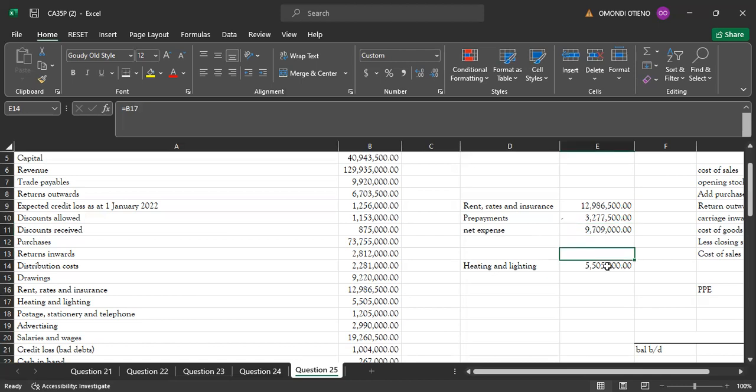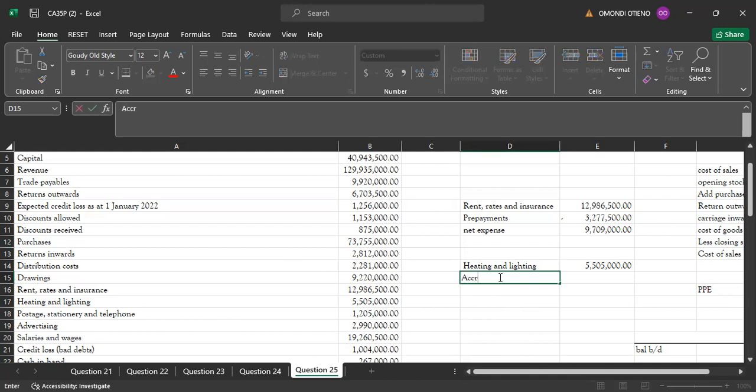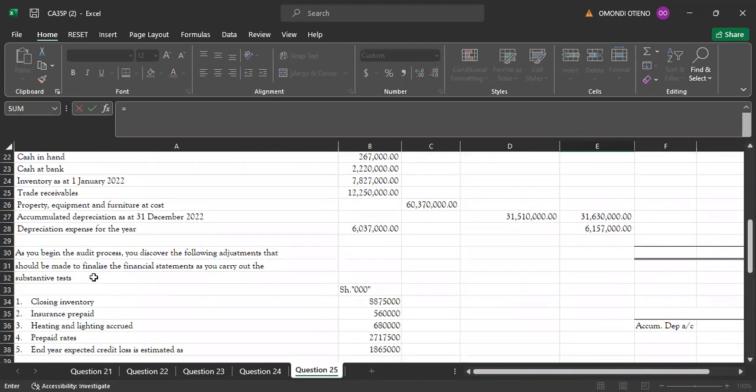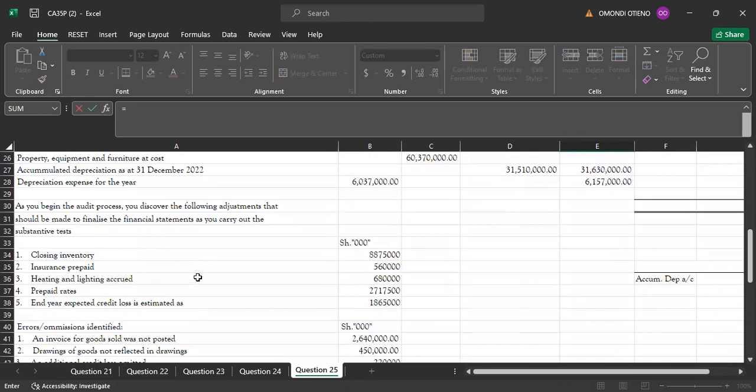When we come to heating and lighting, for the current year, the amount that's supposed to be an expense is 5505. But then there is some amount, some expenses which was not paid for in the previous period. They were accrued. So if they were accrued, they are being adjusted. Accruals, or accrued expense. Do we have any that was not paid for in the previous period? Under heating and lighting, do we have any that was accrued? So additional information is telling us that heating and lighting accrued is equivalent to 680,000.